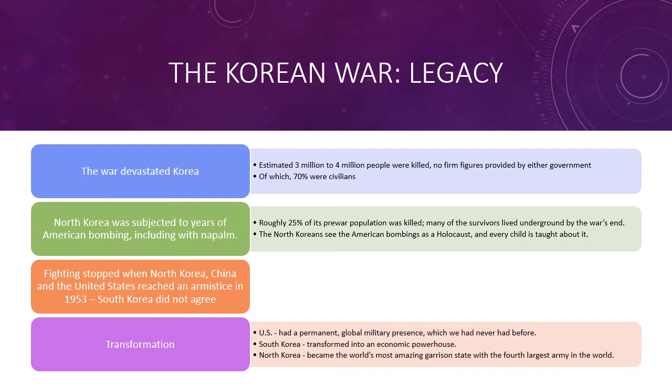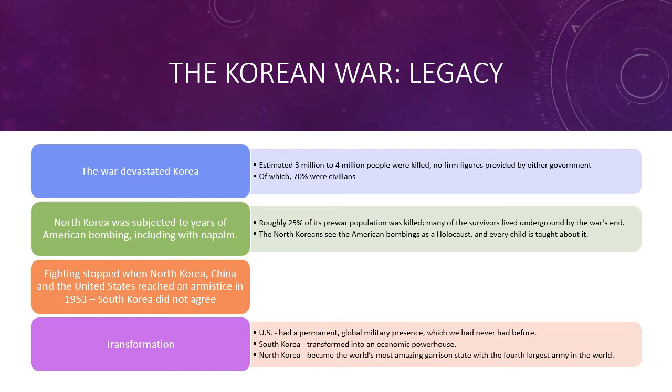Now, roughly 25% of North Korea's pre-war population was killed, and many of the survivors ended up going underground, and they were living underground by the war's end. North Korea was basically flattened, and they see the American bombings and the destruction of its people as being a type of Holocaust. And every child in North Korea is taught about it, and they are taught about the injustice of the United States interfering in their civil war and how they killed innocents. And that is largely true. Most of the problem with the United States and Korea is that we didn't really know what the military target was, so we just decided to bomb everything.